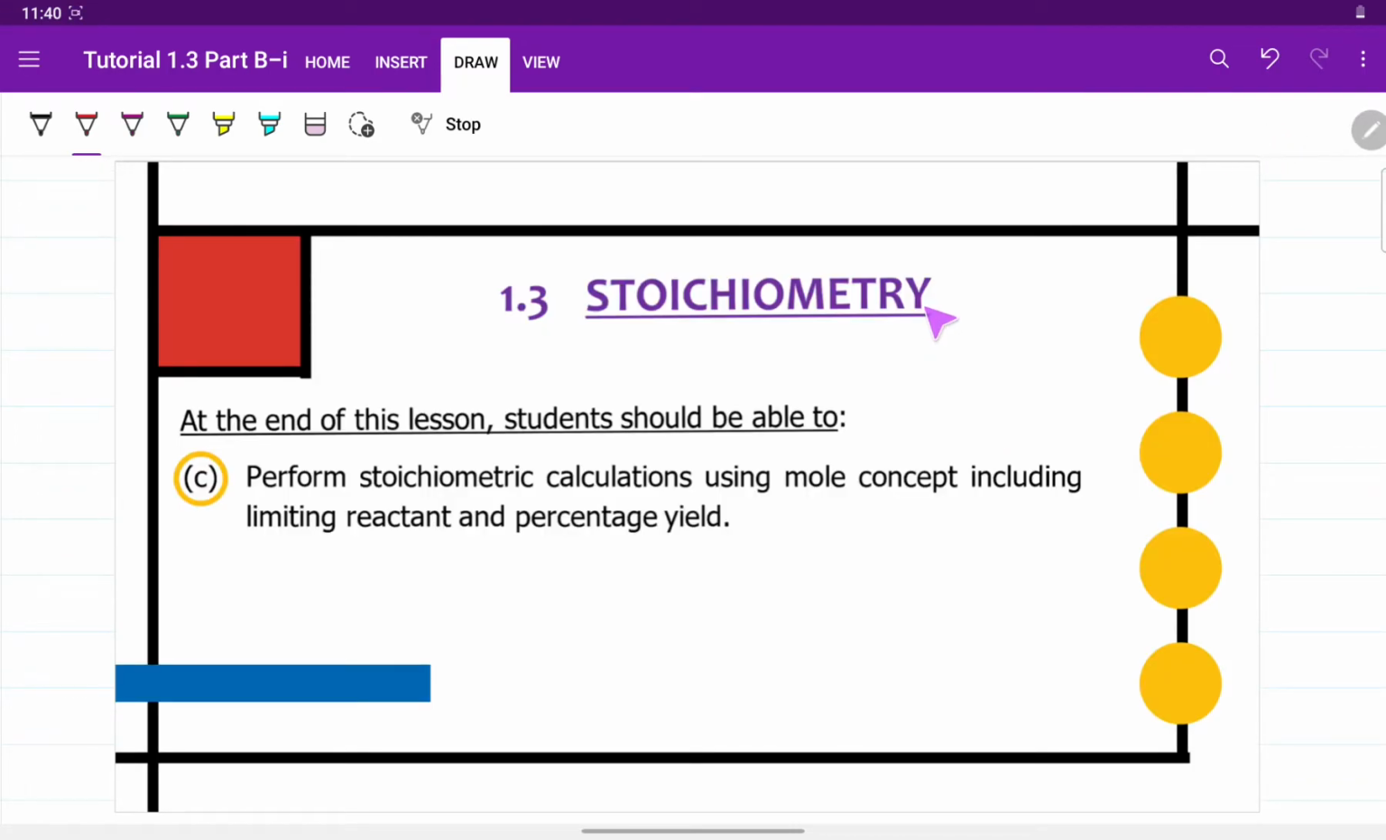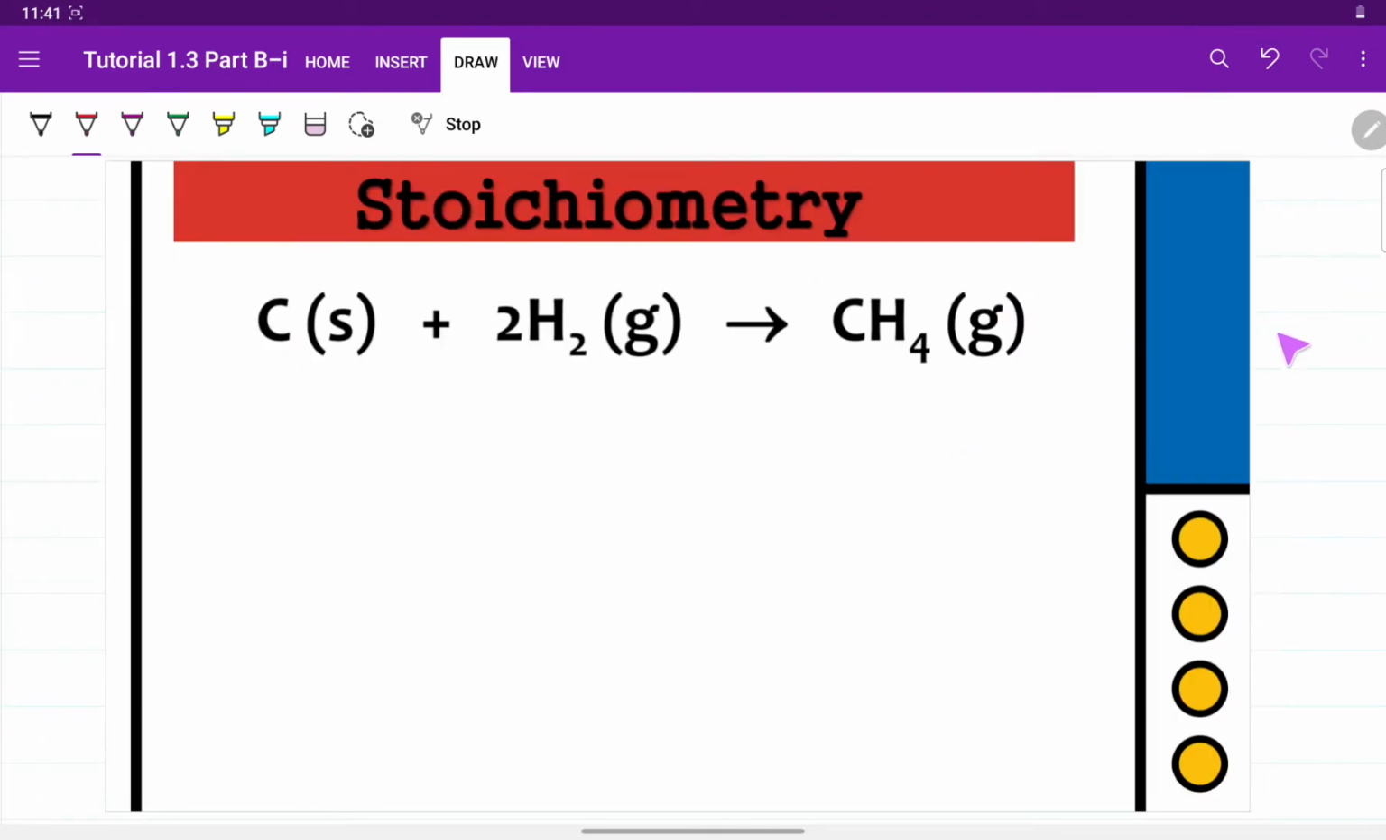This is a video for chapter 1, matter. In this video, we're going to discuss subtopic 1.3 stoichiometry, and we're going to focus on performing stoichiometric calculations using the mole concept, including the limiting reactant and also percentage yield. To start our lesson, we're going to discuss first on stoichiometry. So what is stoichiometry?